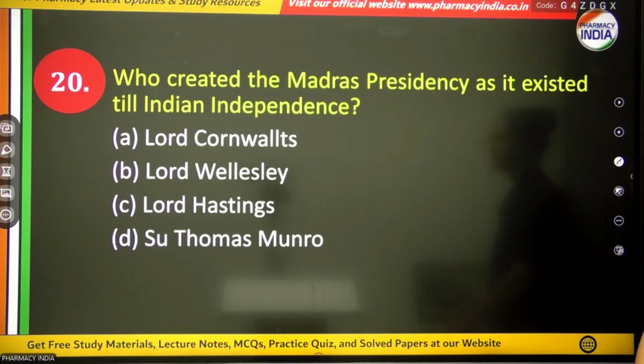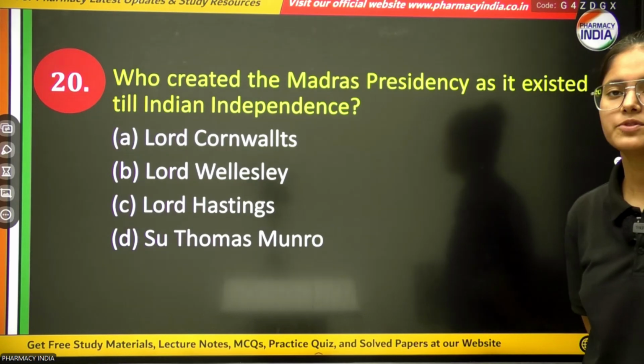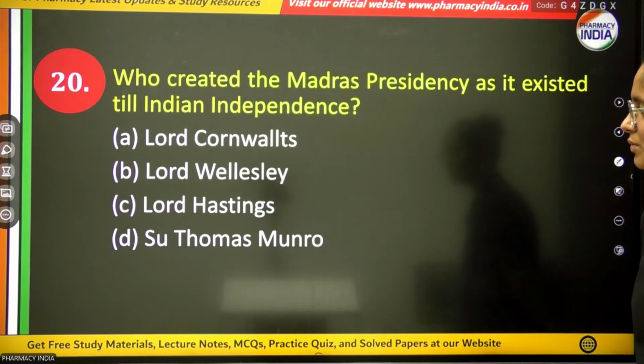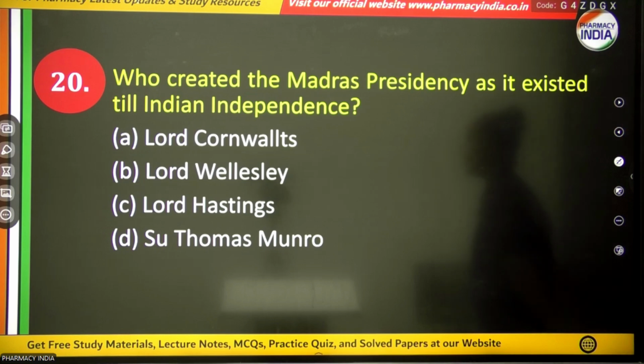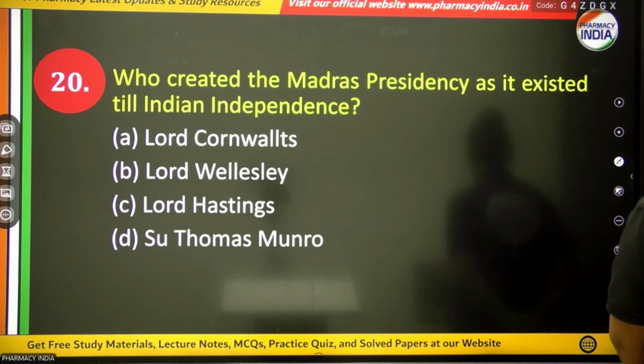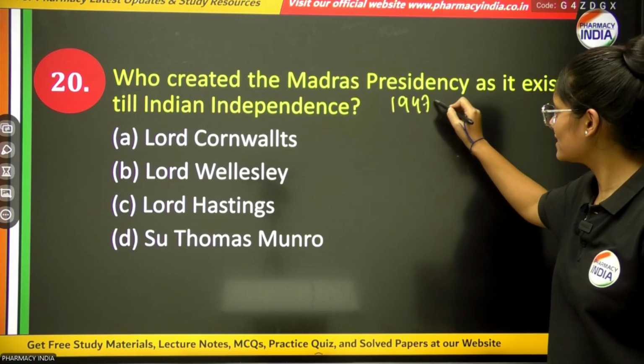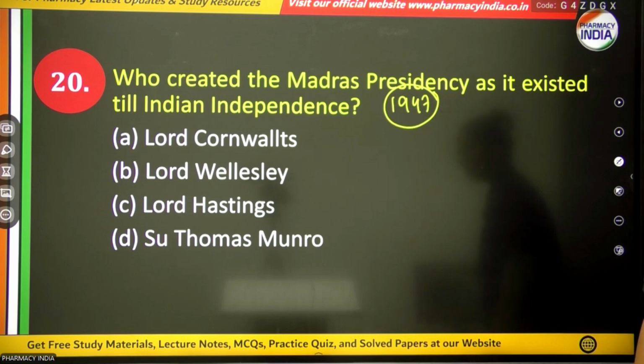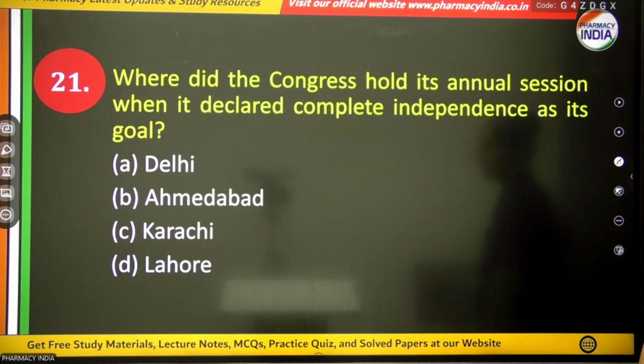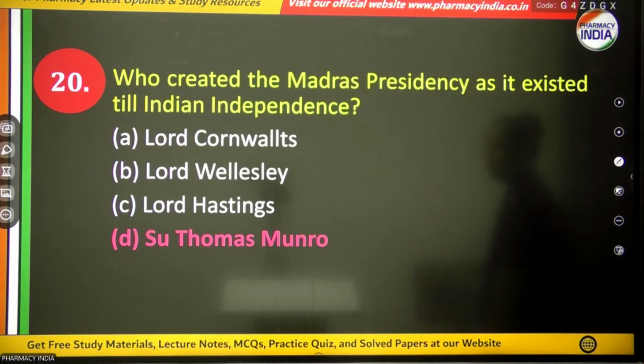Okay. Next question. Who created the Madras Presidency as it existed till Indian independence? Your options are Lord Cornwallis, Lord Wellesley, Lord Hastings, or Sir Thomas Munro. So the person who created the Madras Presidency, which existed till Indian independence, that is 1947, was Sir Thomas Munro.